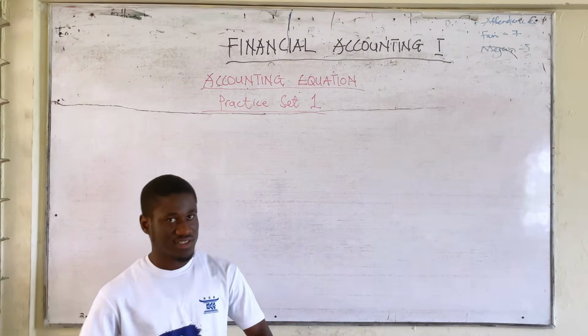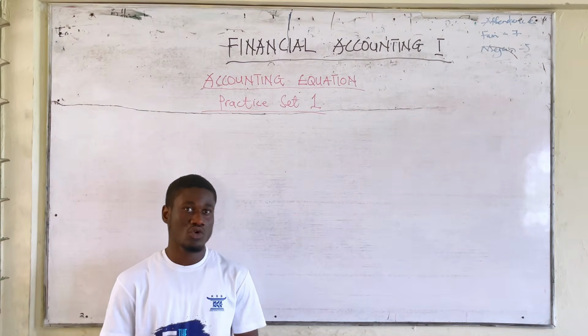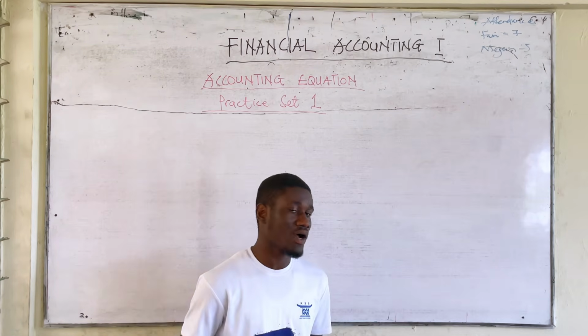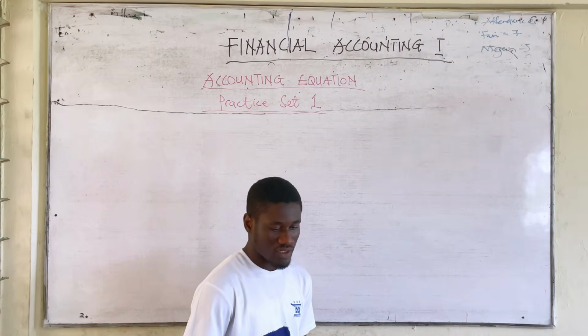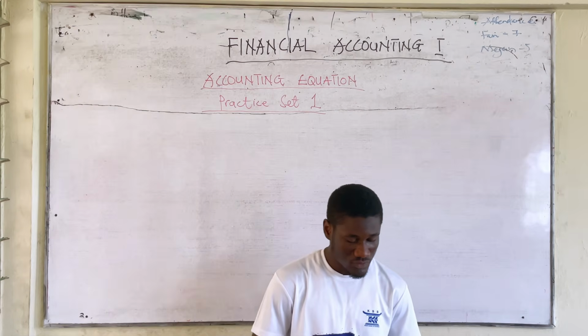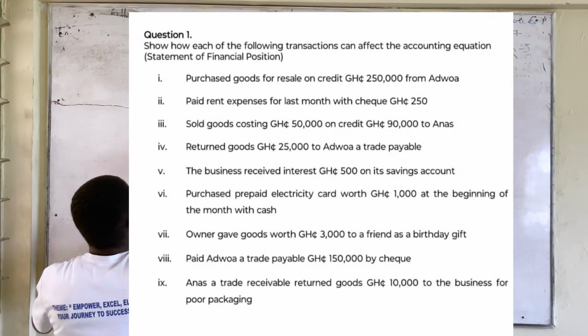Good. And as we already said in the introduction to accounting, the transaction will always affect two accounts or more, but it's mostly two accounts. Good. So we are going to look at this question. Question 1 says purchase goods for resale on credit 250,000 from Adwa. Good. So first of all, there is no business name, so we are just going to start with the answer.